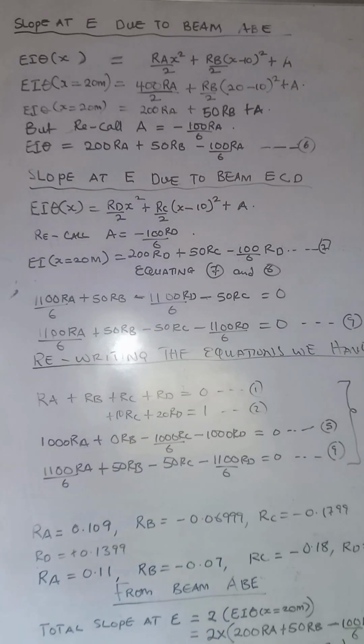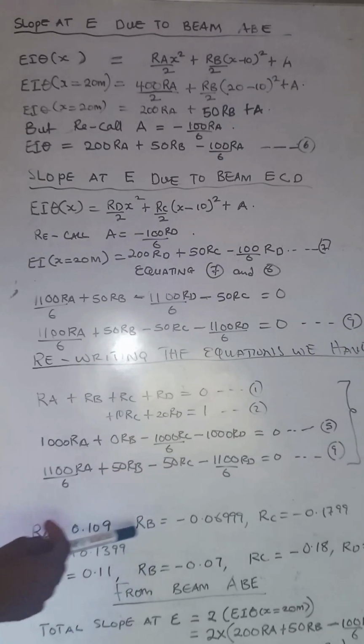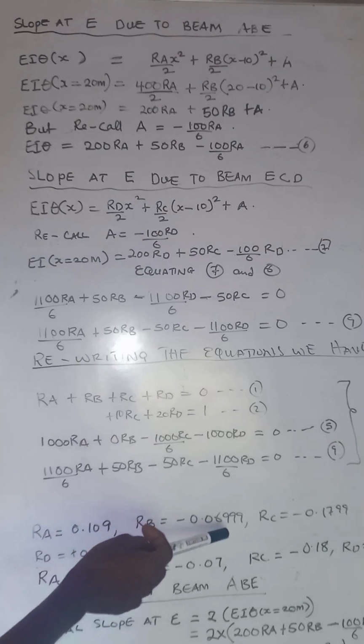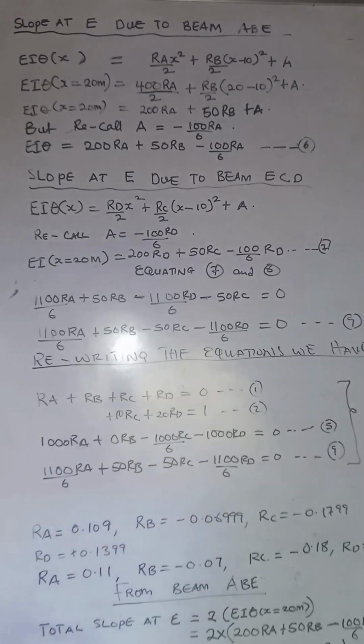All right, so we can solve for each of those variables using the matrix method. We can solve this problem. We have that RA is 0.109, RB is minus 0.06999, RC is minus 0.17999, and RD will have it as 0.13999. So we can approximate all these values. If we do that, we have the final values for it.